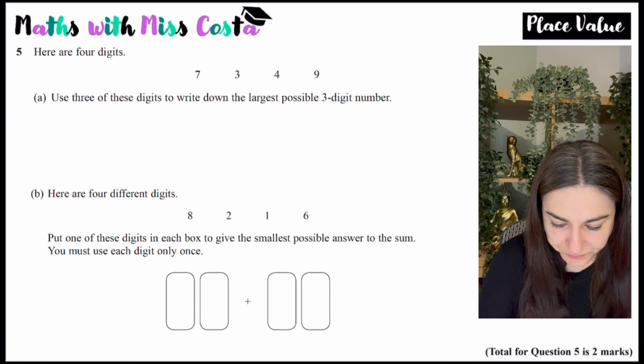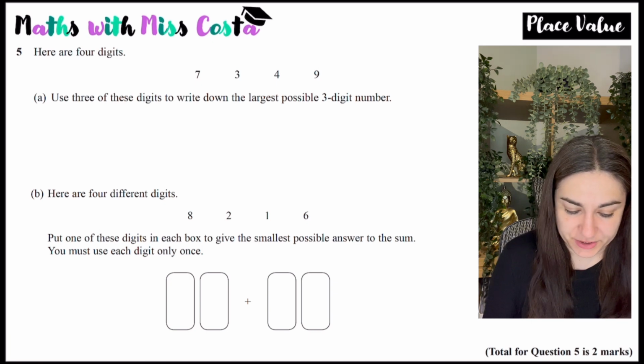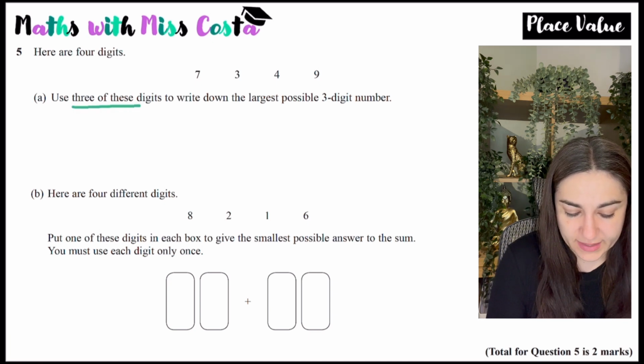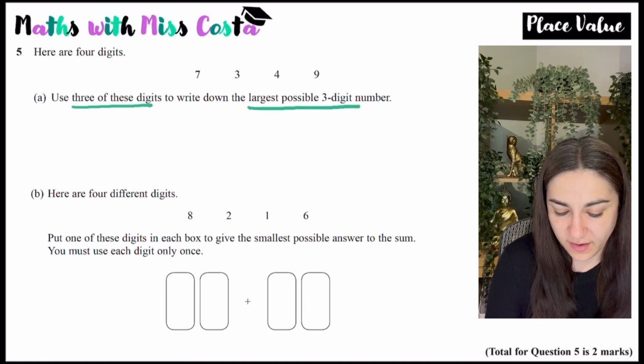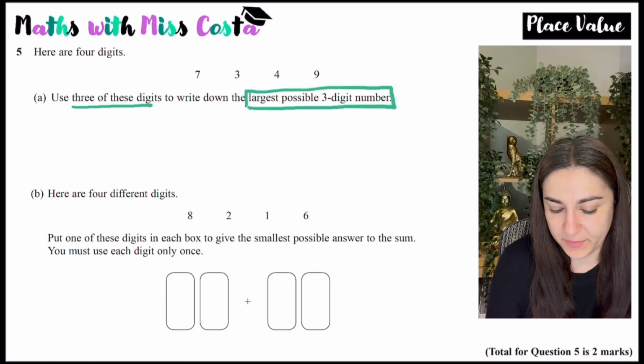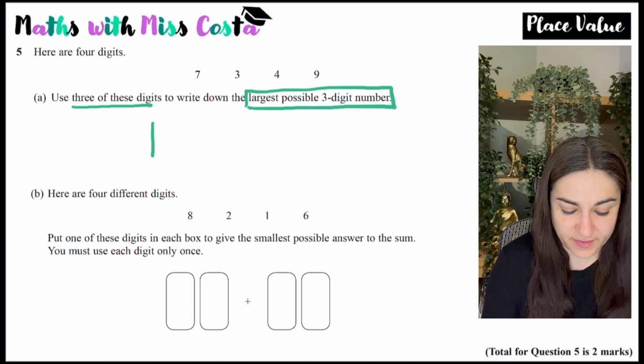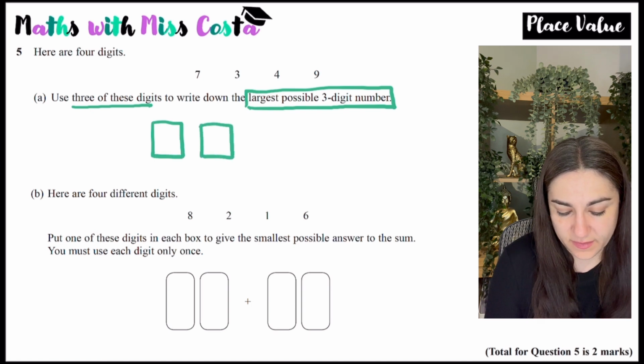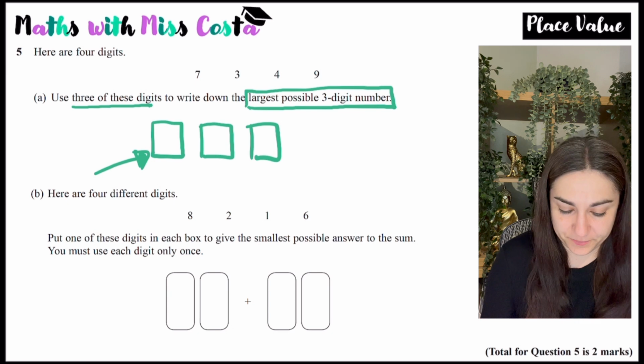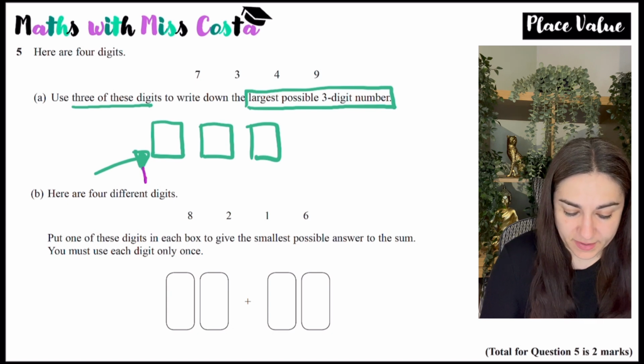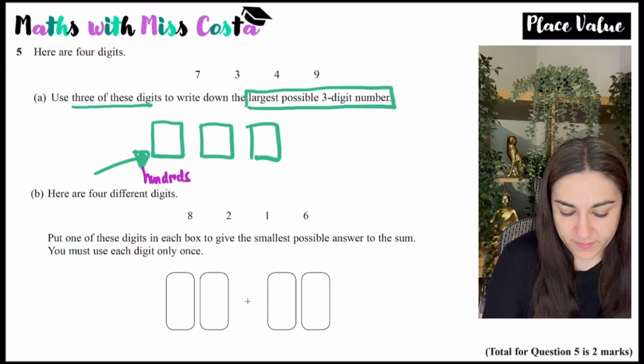Okay, next we've got a place value question. So I'm told to use 3 of these digits to write down the largest possible 3-digit number. So when we've got numbers, the digit on the left, the first digit, holds the greatest place value. If it's a 3-digit number, this is going to be the hundreds column, this is going to be the tens, and this is going to be the ones.